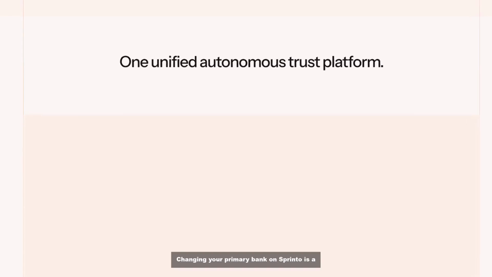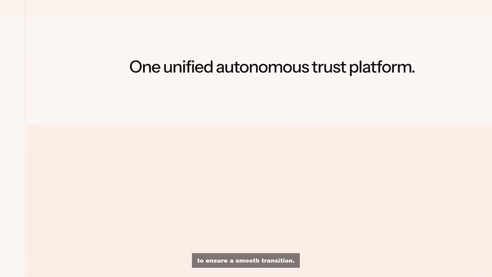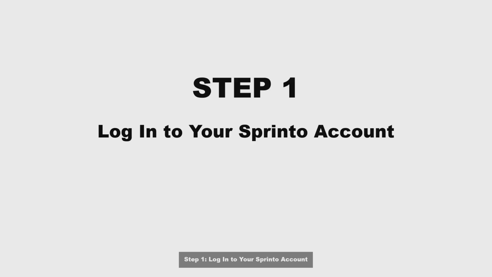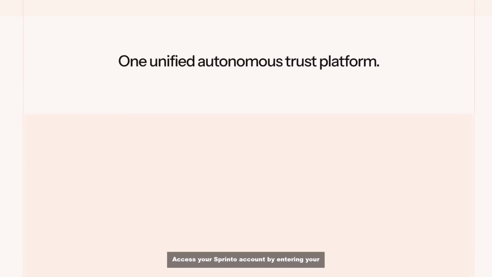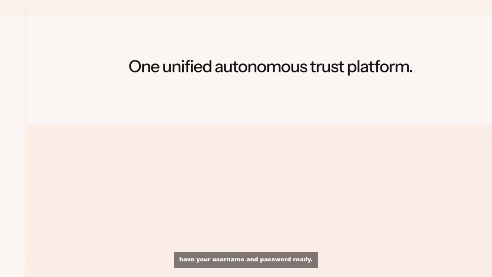Changing your primary bank on Sprinto is a straightforward process. Follow these steps to ensure a smooth transition. Step 1. Log into your Sprinto account. Access your Sprinto account by entering your credentials on the login page. Make sure you have your username and password ready.